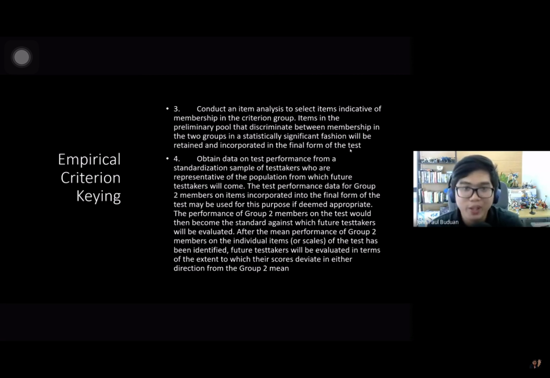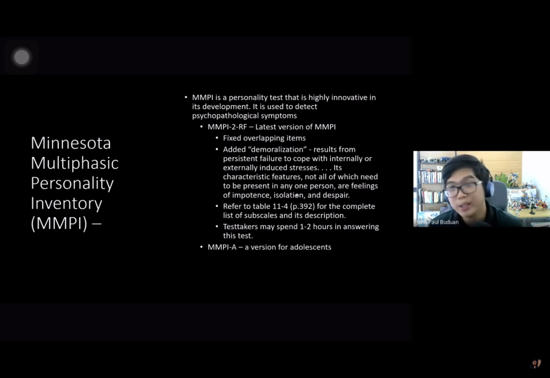Alam niyo pa yung discriminatory index, no? Hopefully alam niyo pa. And then obtain data on test performance from standardized sample. And then the performance data for group 2 members on items incorporated in the final form. So basahin niyo na lang, basta in summary, it's just like that. We are using the criterion group to confirm if our test is actually measuring what it intends to measure. It's also a form of validity. Okay? So, yan. Yung MMPI, ganun yung ginawa.